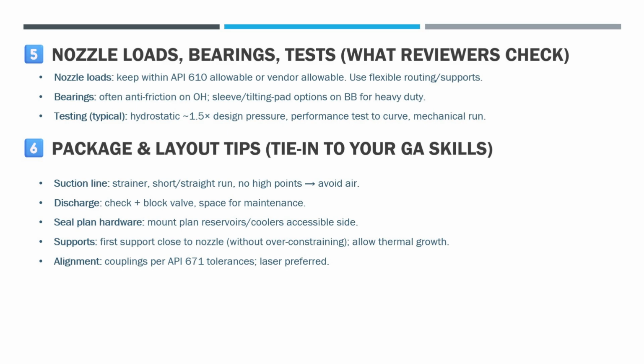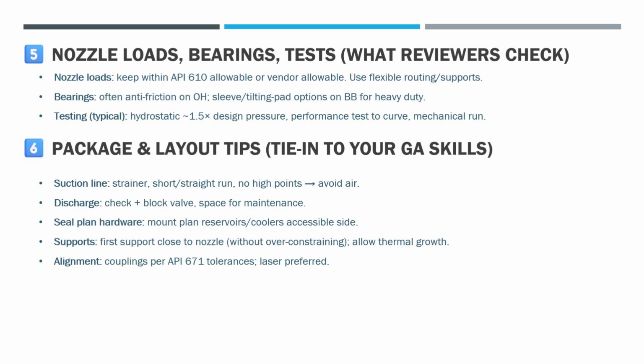Package and layout tips. Tie into your GA skills. Finally, layout considerations. Suction line: include strainer. Keep short and straight. Avoid high points to prevent air pockets. Discharge line: provide check valve and block valve. Allow maintenance space. Seal plan hardware: place reservoirs and coolers on the accessible side of the skid.